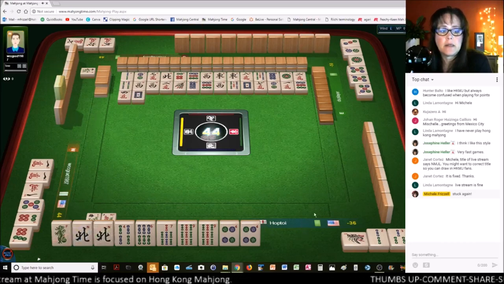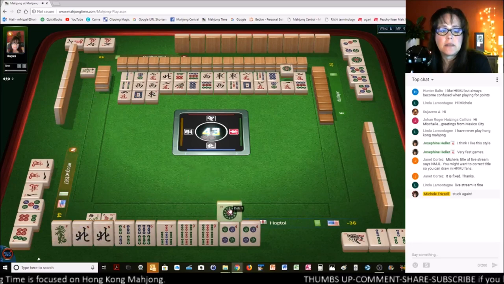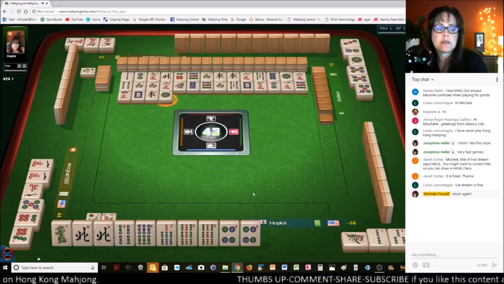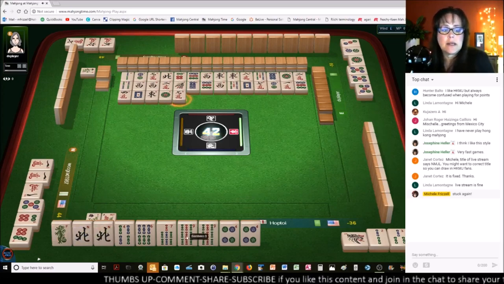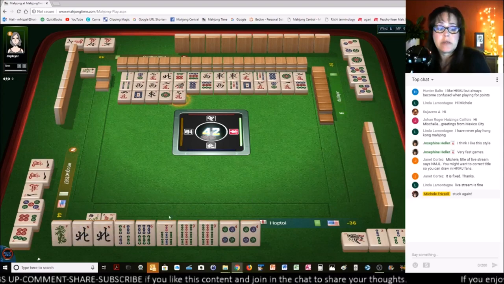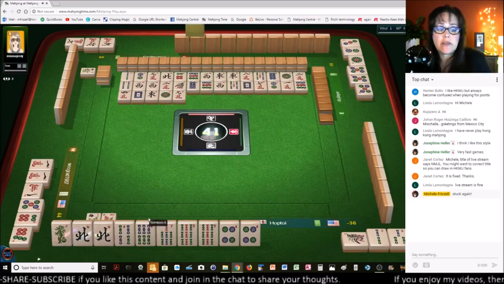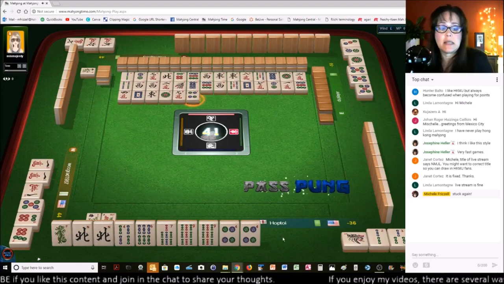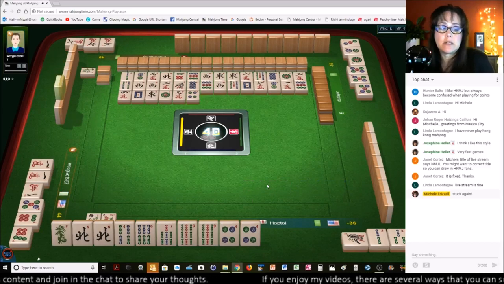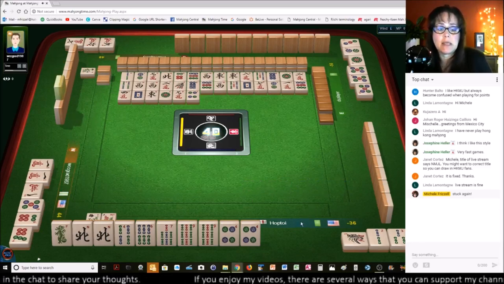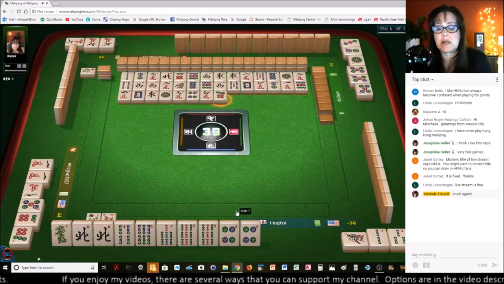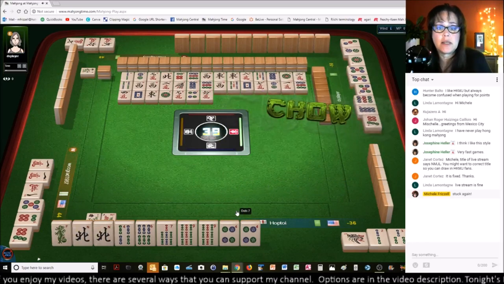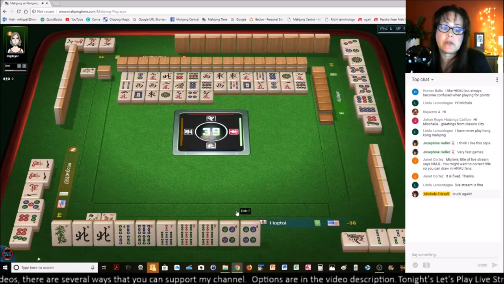White dragon. East wind. One dot. Okay, we need to chow and pung here. Nine characters. The nine bam we could pung. The north we could pung. Or we could chow the 4-6 or the 7-9. We don't want that. That would take down a nice scoring hand. Six characters. If you mix suits with pungs and chows, you'll wreck your score. Chow.